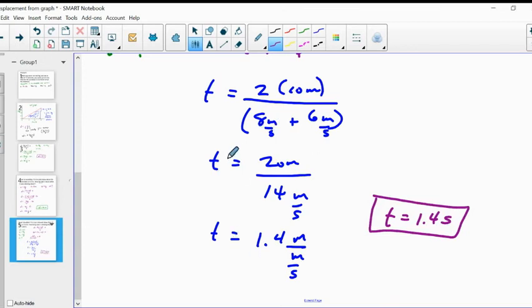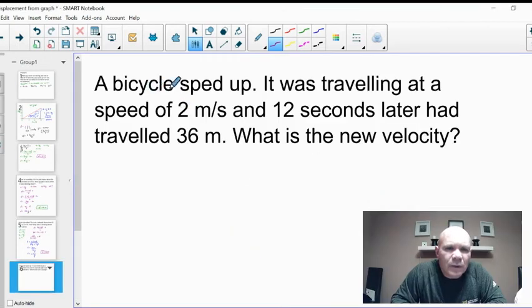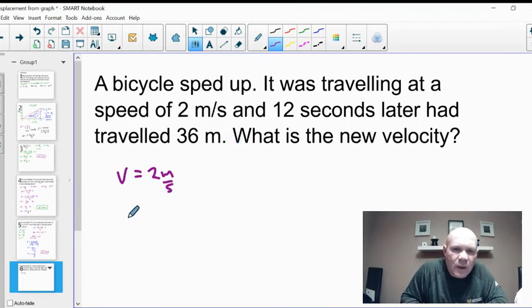Right. So we got a bicycle speeding up. It was traveling at a speed of 2 meters per second. I don't know which direction, so it's a speed. We have 12 seconds. That's going to be a time. And I have a distance traveled of 36 meters. And I want to know what is my new velocity.